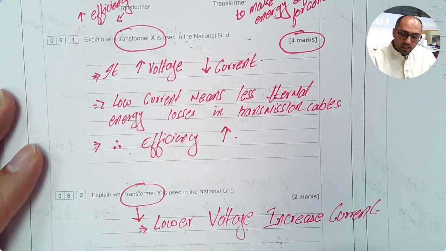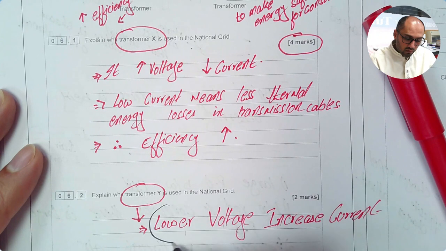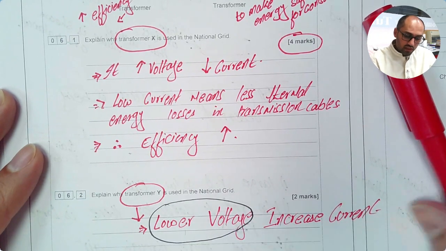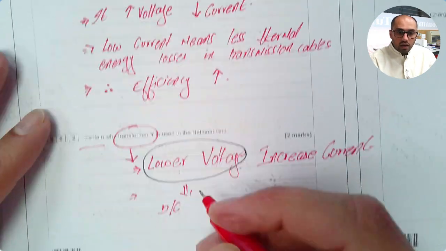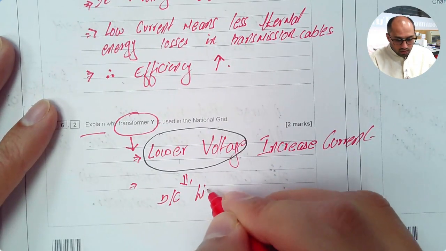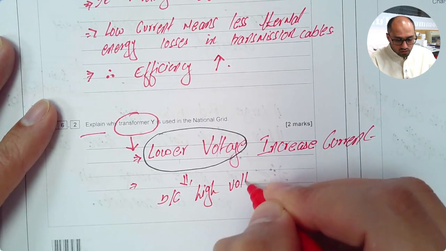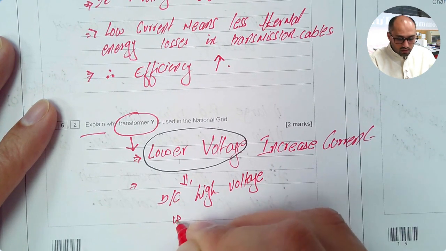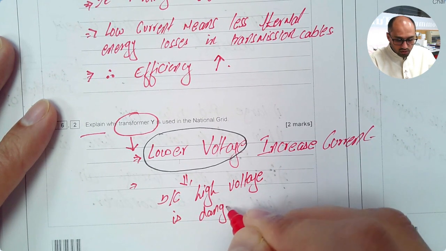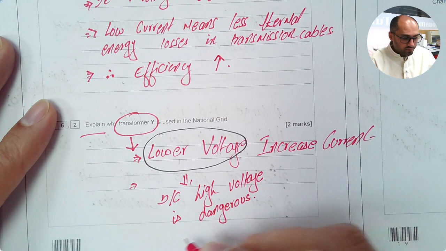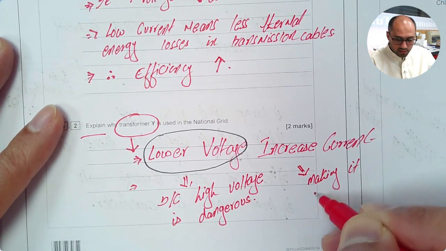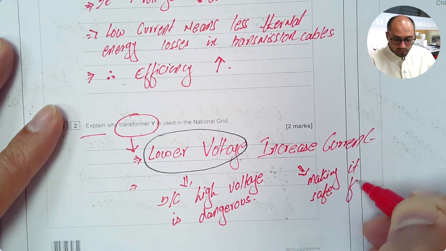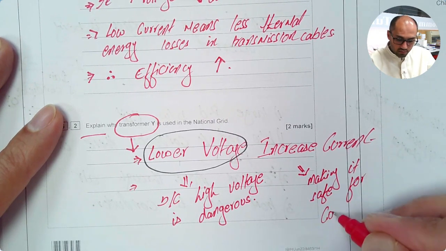Now why is it that we have to lower the voltage? We have to give a reason. It says explain, so we'll say because high voltage is dangerous, making it safe for consumers.